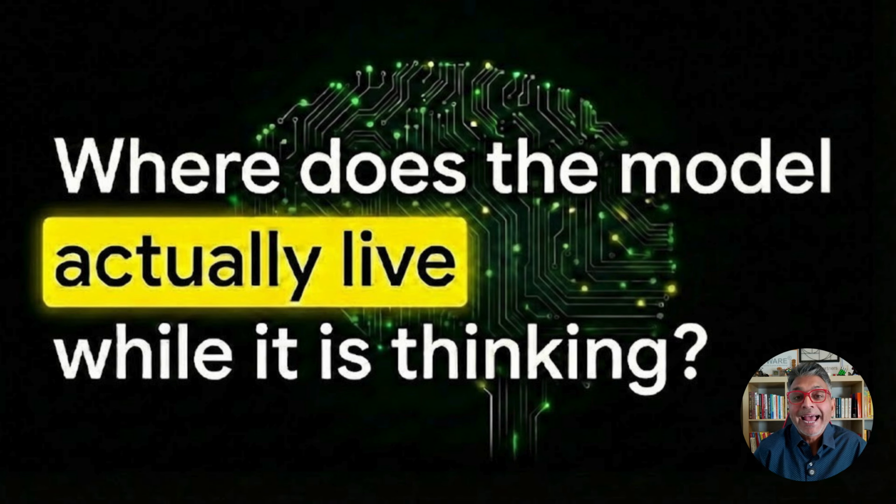Where does the model actually live while it is thinking? Forget cores and gigahertz for a moment. What matters is where those billions of parameters physically reside while the model processes your request. Are they in fast memory right next to the processor? Or are they constantly being shuffled over a slow, crowded bridge? That answer changes everything about the best setup to run LLMs locally.